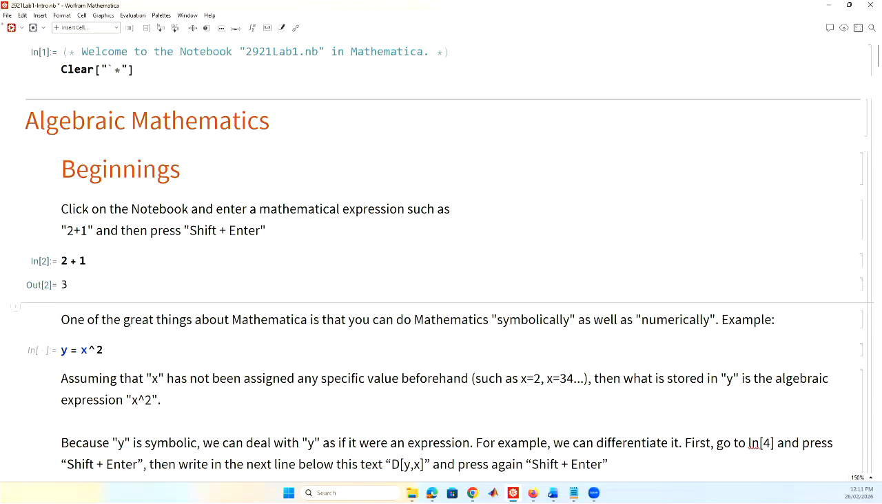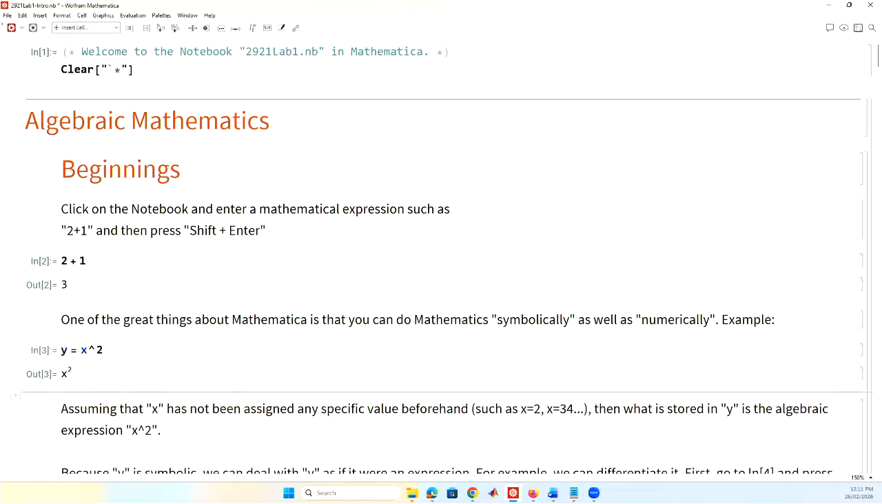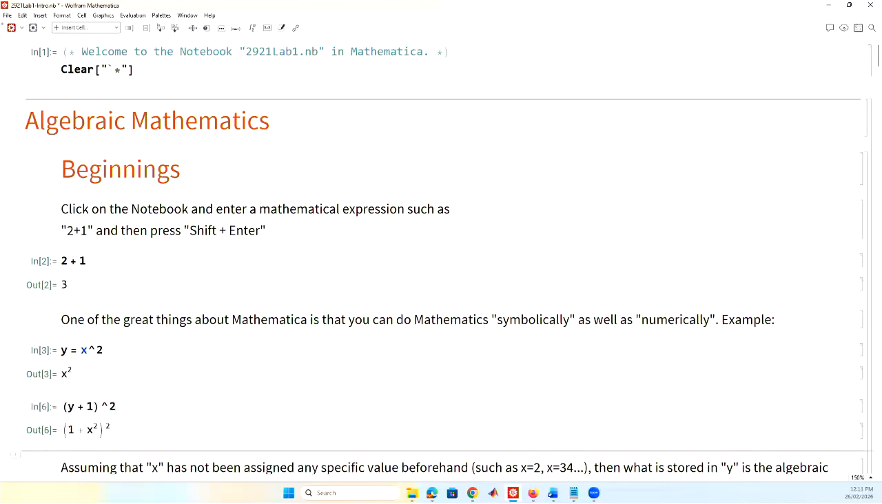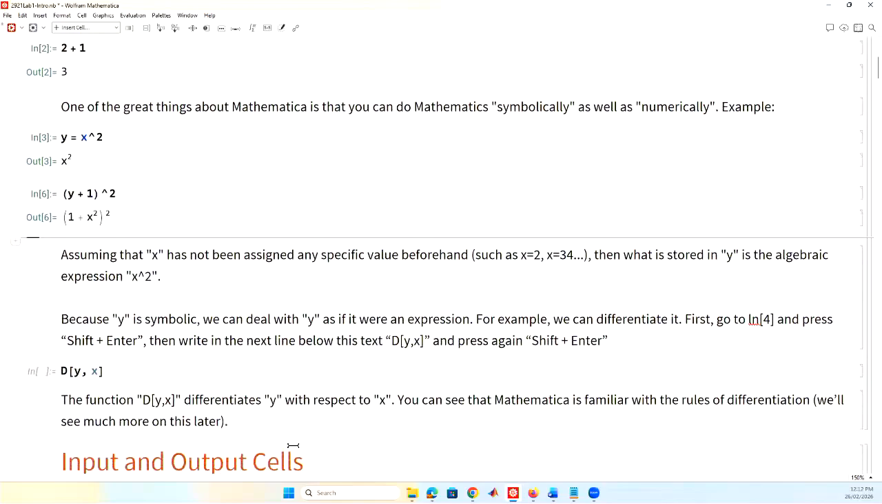So for instance, if I want to say y equals x squared, then it does this. But what that means is from now on, anytime I type y, it knows that that means x squared. And if I want to do y plus 1, the output will be 1 plus x squared. If I want to do y plus 1 all squared, the output will be 1 plus x squared, all squared. Okay, so Mathematica, you can think of as a variable calculator. It understands how to do these calculations.